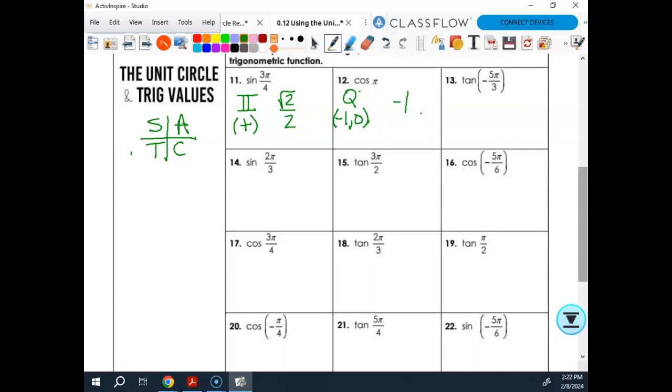All right, tangent of negative 5 pi thirds. What quadrant is negative 5 pi thirds in?